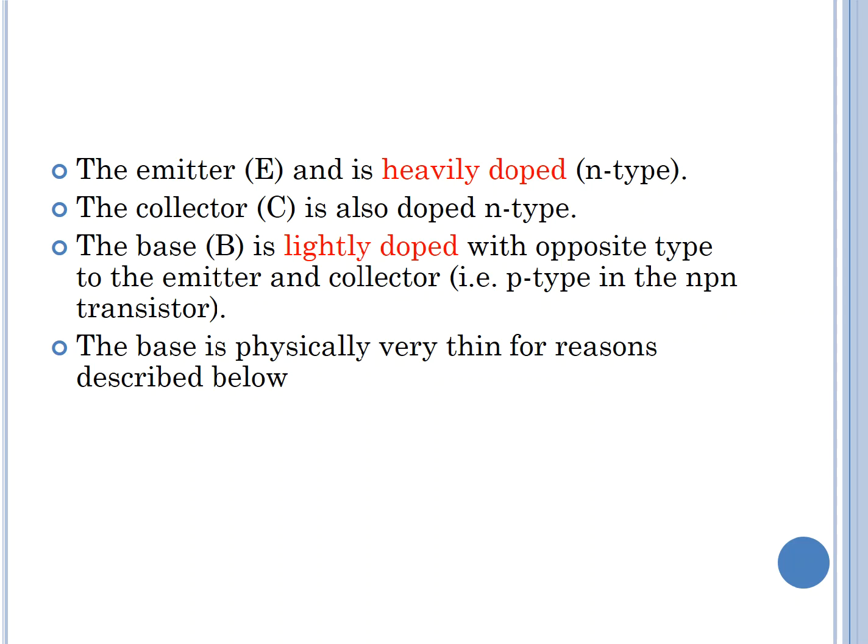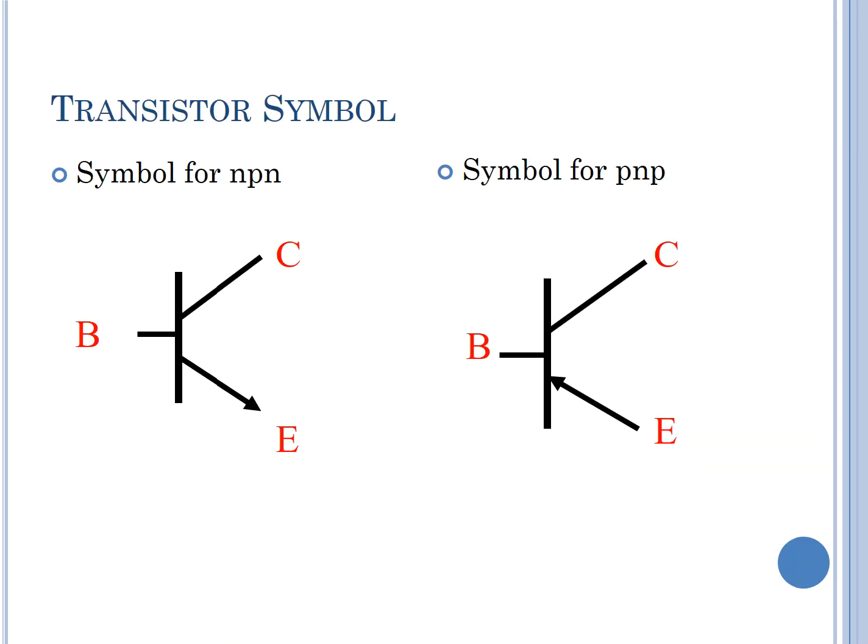The first region, the emitter, is heavily doped, and the collector is also heavily doped, but the base is very lightly doped. The emitter is physically large, but the base is very thin compared to the size of the transistor. If we compare the size of the base with the transistor, it is almost 150:1. This diagram shows the schematic symbols for the NPN and PNP transistors.